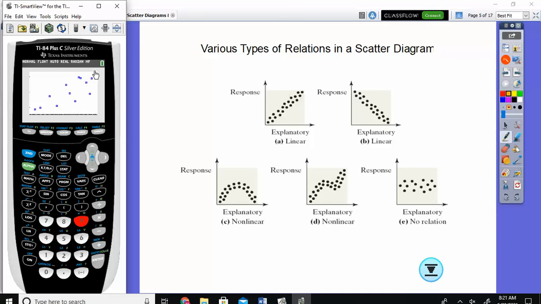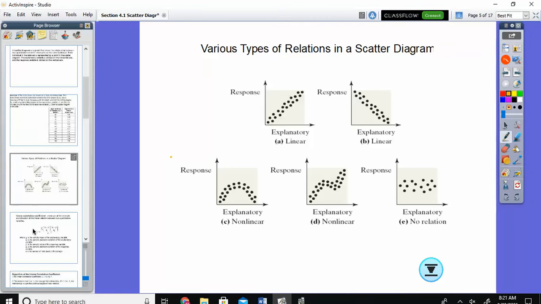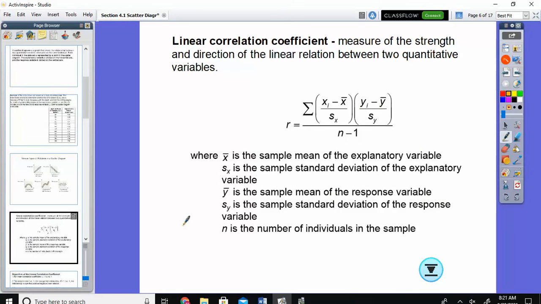So we need to be able to measure how good of a relationship this is. And we are going to look at what's called a linear correlation coefficient. That is called R. Do you guys have your formula sheets? Of course, yes. So we are now into the chapter 4 material.